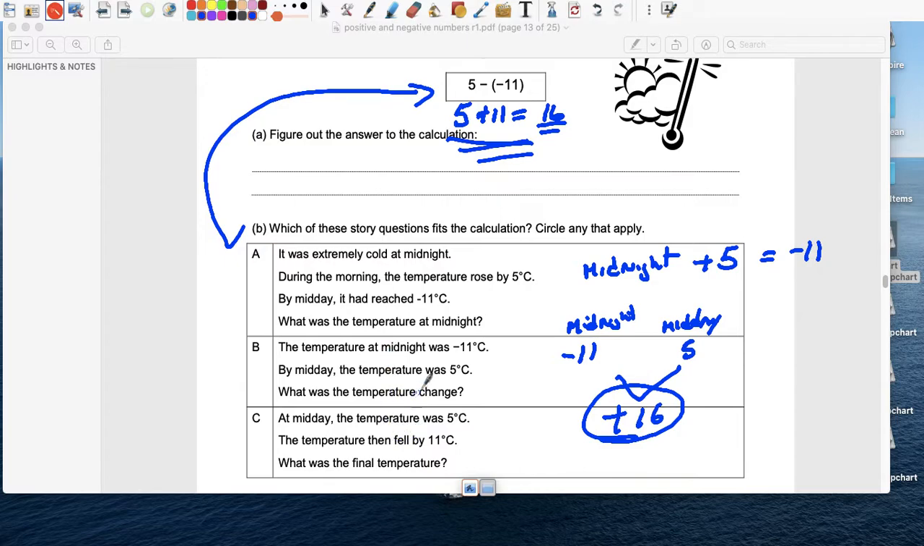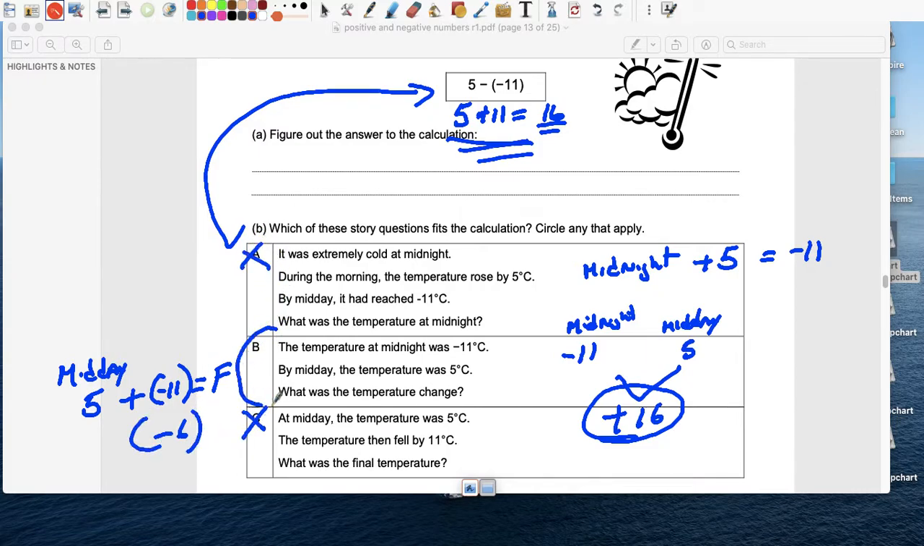Okay, and the last one, at midday, the temperature was 5. And then the temperature fell by 11. So by falling, it means that I'm going to decrease in temperature. So it's going to get cold. So I'm adding negative 11 to it. And just by looking at what was the final temperature, well, the final temperature is 5 plus negative 11, which is negative 6. So this definitely does not match. And the only one that can match that one is this one.